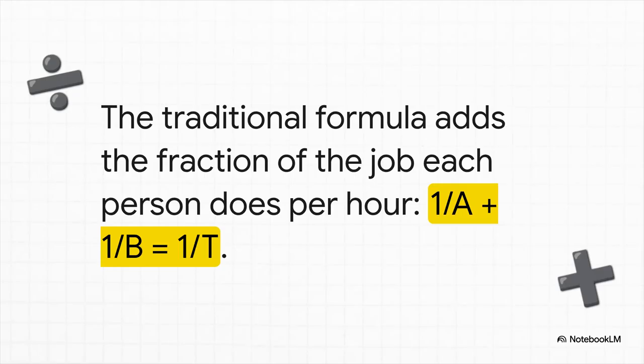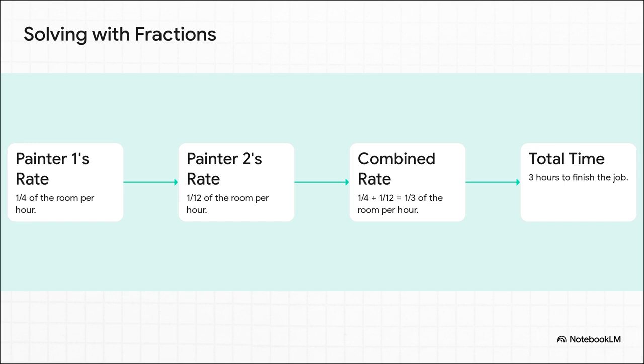Okay, so this is the old school traditional way of solving these problems. I call it the fraction method. Here, A is the time it takes the first person, B is the time for the second, and T is the total time together. What you're really doing is adding up the fraction of the job each person finishes in a single hour. So let's try it with our painters.